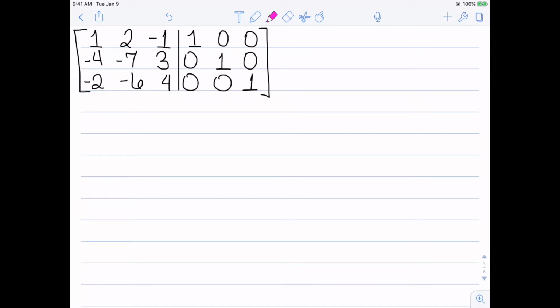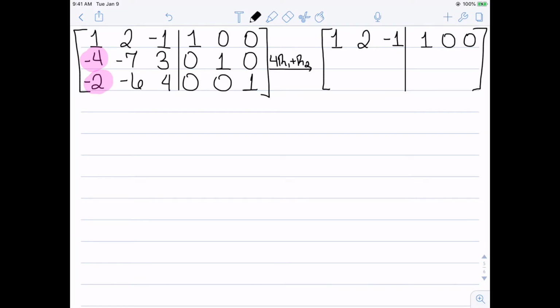We start by getting a 1 in the first row, first column. In this case, we already have that. So we'll start with getting zeros below it. For the first one, we'll do 4 row 1 plus row 2. I know the first row here won't change.